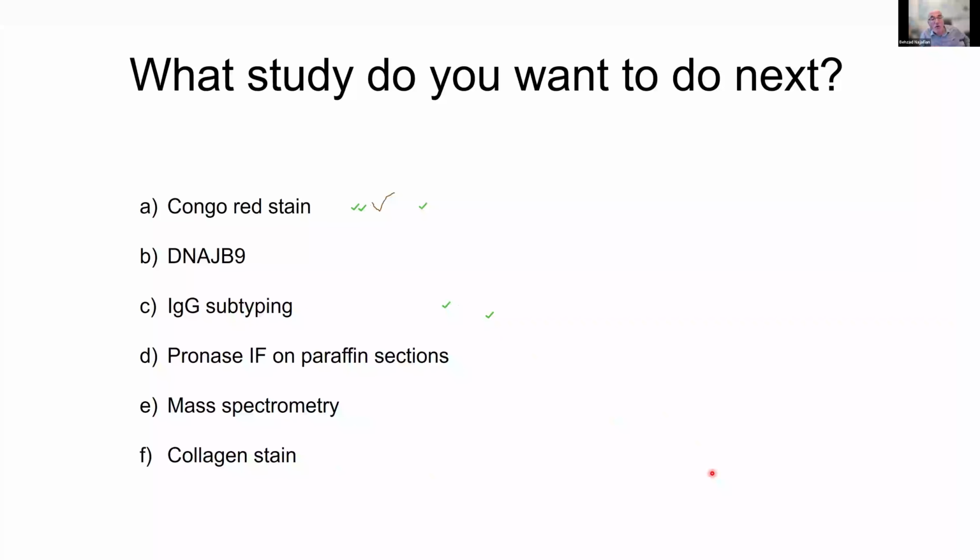Okay, so what study at this point do you want to do next? And again, you can choose as many as you want. Congo red to confirm your diagnosis of amyloid, DNAJB9, IgG subtyping, pronase immunofluorescence on paraffin sections, mass spectrometry, or collagen stain. And as I said, you can choose as many as you wish.